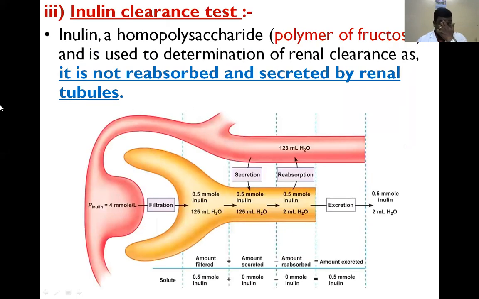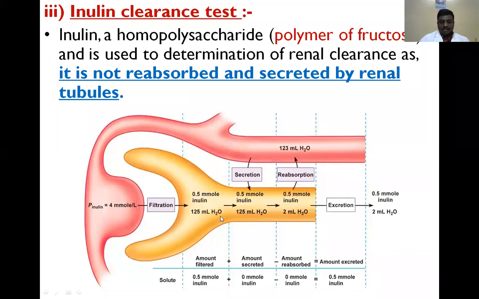Next one is the inulin clearance test. Inulin, you know, is a homopolysaccharide. It is a polymer of fructose, and it is used to determine renal clearance. It is not reabsorbed and not secreted.